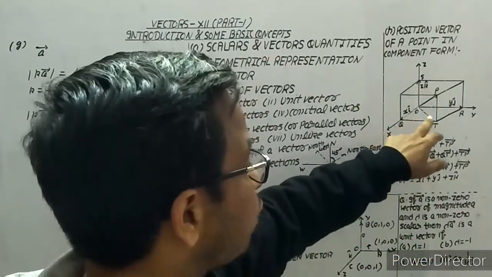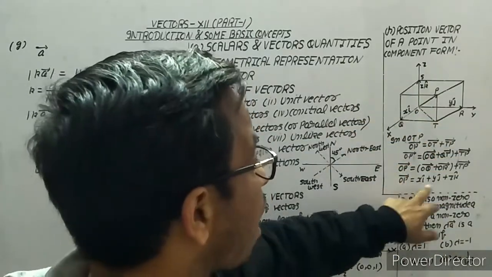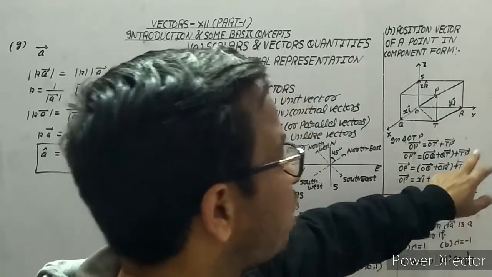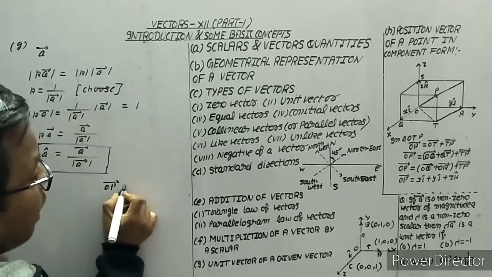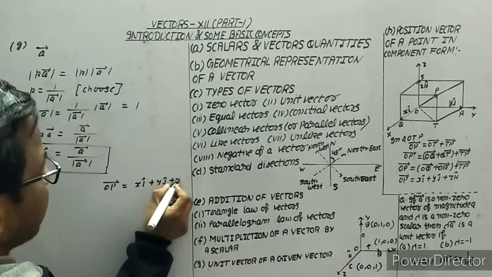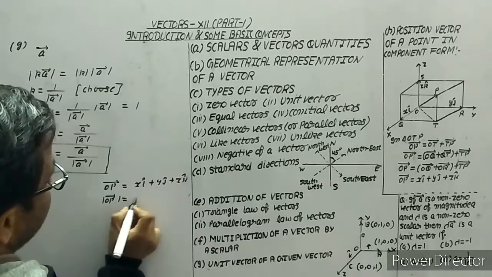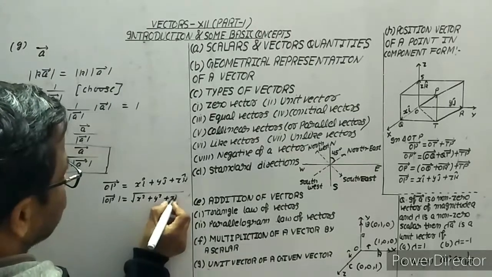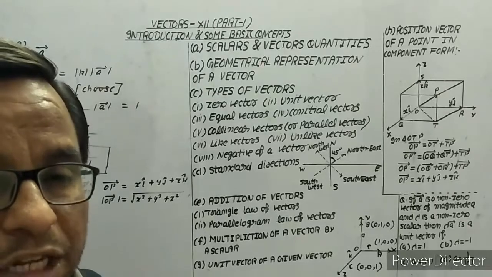In this triangle, substitute the value of OT, which is OQ plus QT. And after putting in the values, vector OP comes out as xi plus yj plus zk. So this is the component form of the position vector of P. If we have to find the magnitude, then magnitude is given by the square root of x squared plus y squared plus z squared. Revise this explanation.